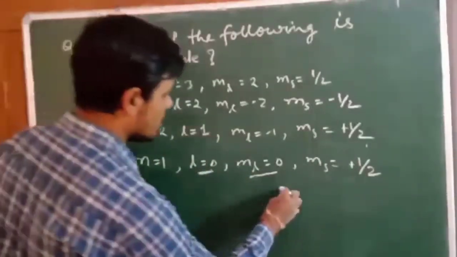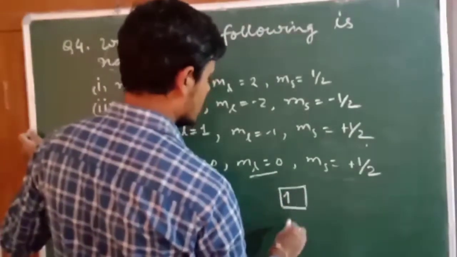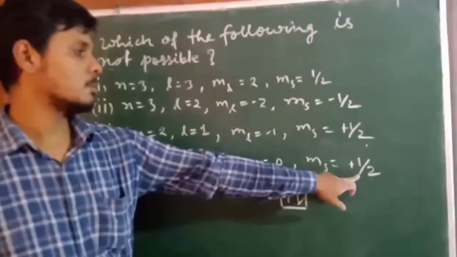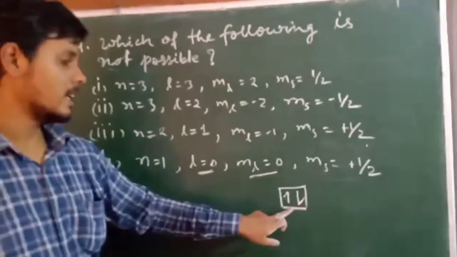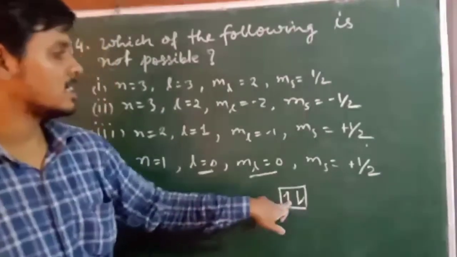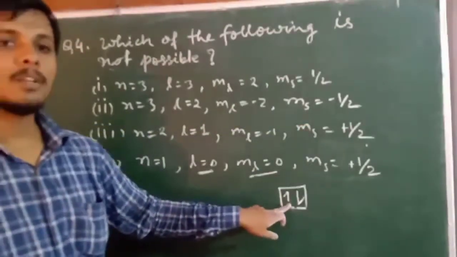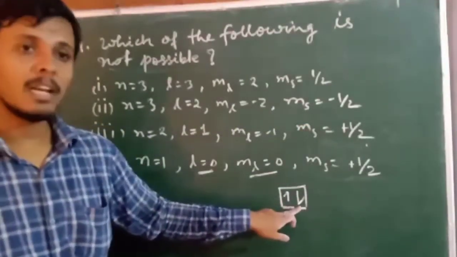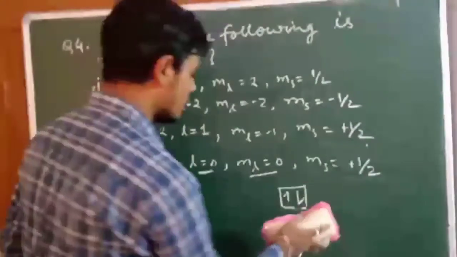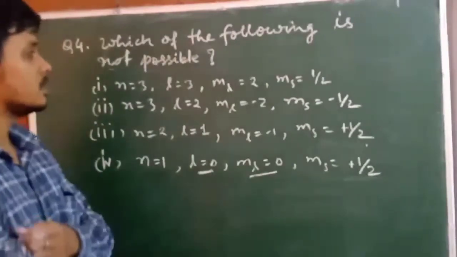That means in an orbital, there can be two orientations of an electron. One orientation is plus half, one orientation is minus half. At max, in a particular orbital, I can have maximum 2 electrons. One has ms of plus half, one has minus half. Plus half means the electron is spinning clockwise. Minus half means the electron is spinning anti-clockwise. So in an orbital there can be at max 2 electrons, one revolving clockwise, one revolving anti-clockwise.